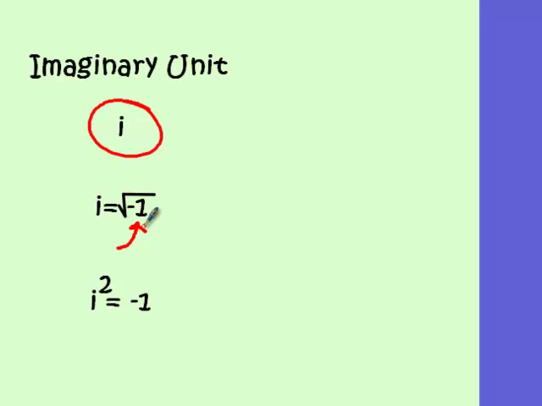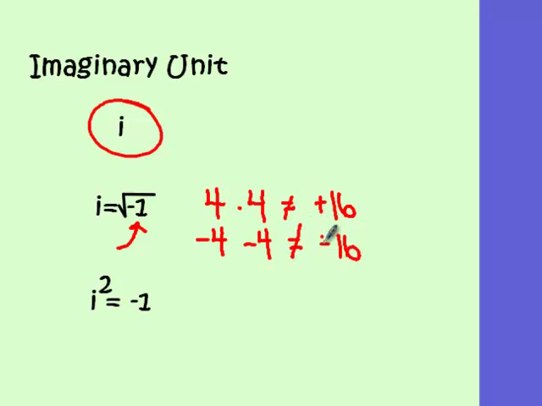There are no two numbers that will multiply to equal a negative number. So for instance, what I'm trying to say is 4 times 4 will never equal negative 16, and negative 4 times negative 4 will also never equal negative 16. They will always be positive. So when you have a negative number underneath the square root, there's no way to find it, and that's where the imaginary unit comes into play.